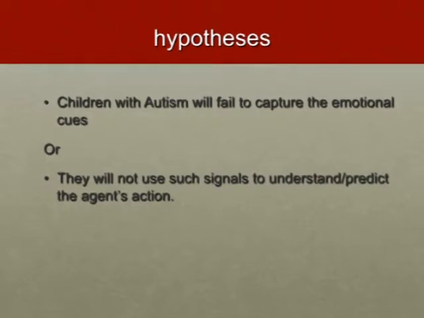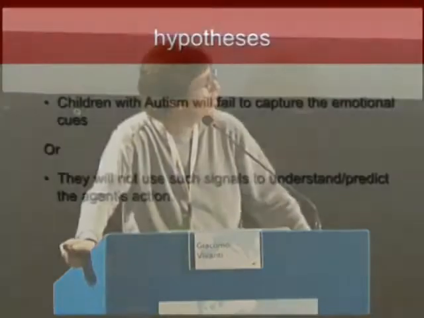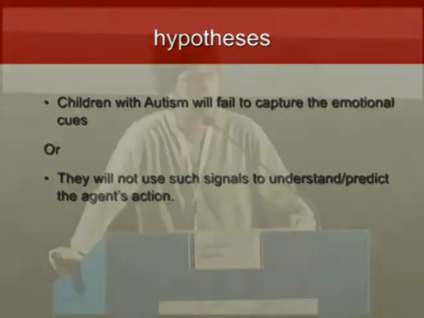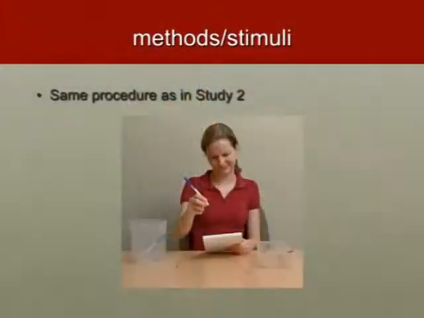Maybe if I'm doing something like this, they're just not looking at my face, so they have no idea what I'm going to do with these objects. Or second hypothesis, they will not use such signals to understand and predict the agent's action. They will look at the emotions, they will get this information, but they will not use it functionally to figure out what's going on.